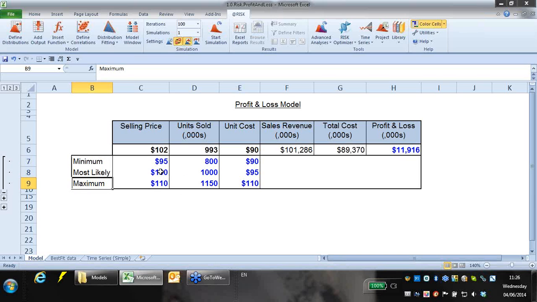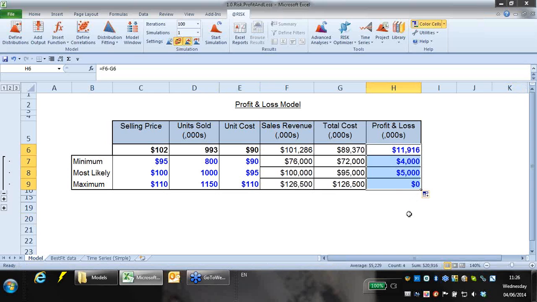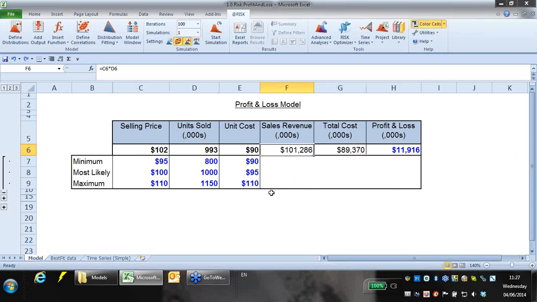A 3-point estimate now enables us to see what the values are here. And if I do that, I can do some very rudimentary analysis as to what my profit and loss is going to be across a range of values. Actually, maybe I should be combining a minimum selling price and a maximum unit cost in order to see the worst case scenarios. But I'm going to ignore all that deterministic stuff for now, because I'm going to use these minimum, most likely, and maximum values to drive probability distributions here.